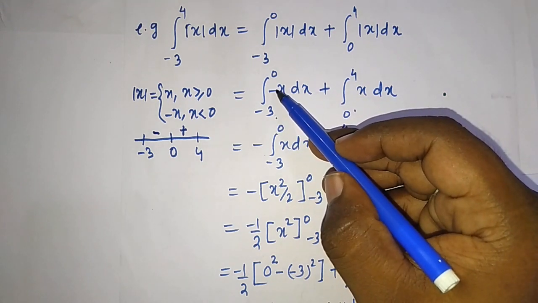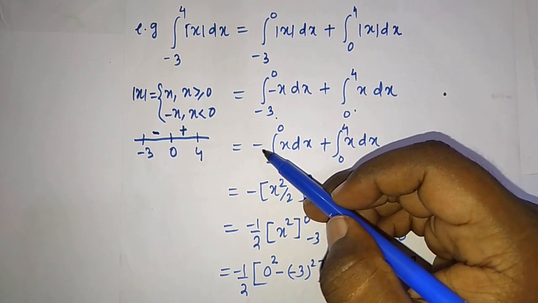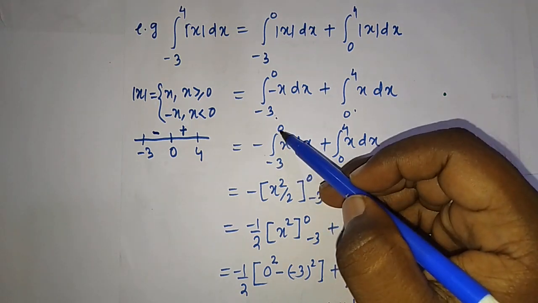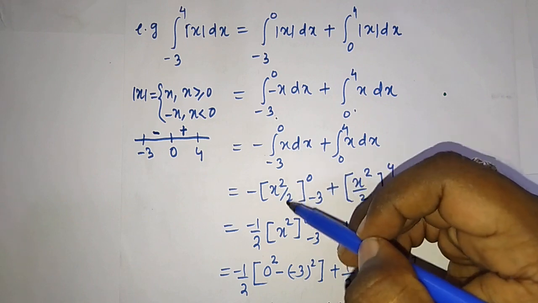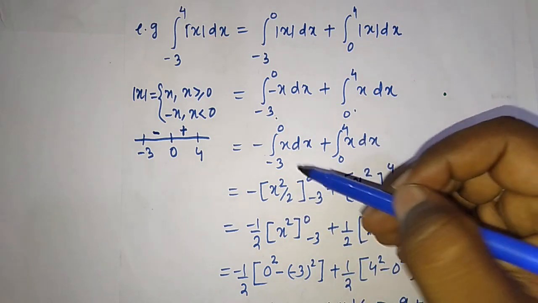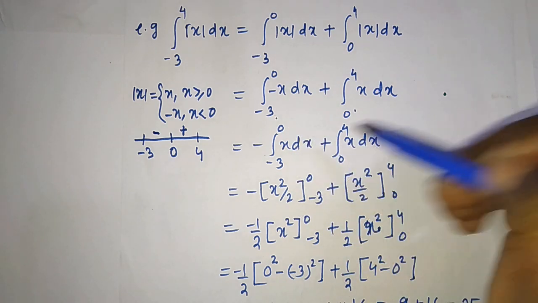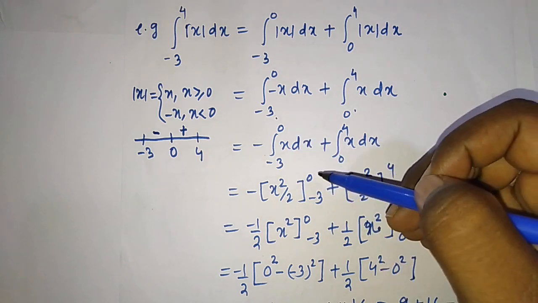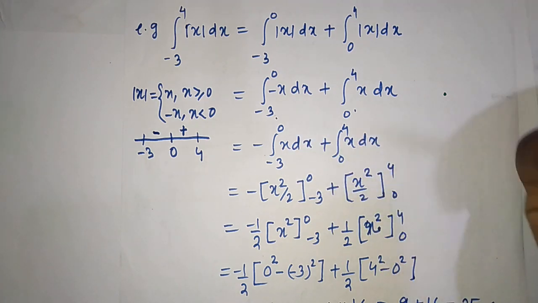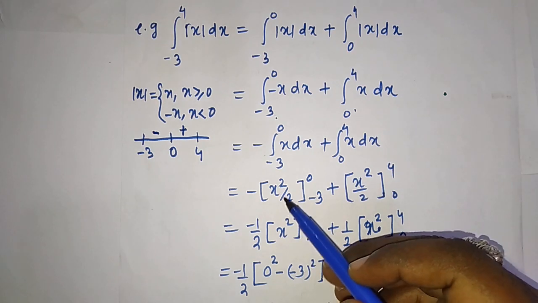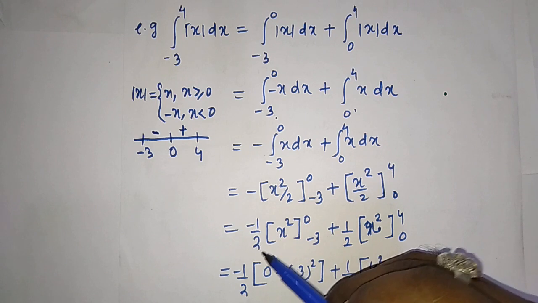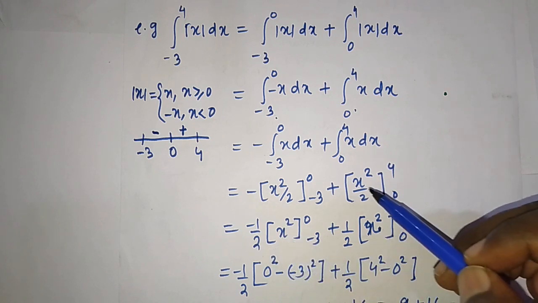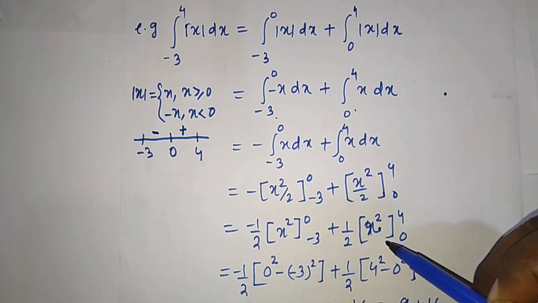Now take this minus sign to the outside. Here you have got integration of x from -3 to 0 and integration of x from 0 to 4. You know integration of x is x square by 2. Here also x square by 2, only the lower and upper limits are different. Take the 1 by 2 term to the outside, so it becomes minus 1 by 2 x square, and here also 1 by 2 into x square, with upper and lower limits.